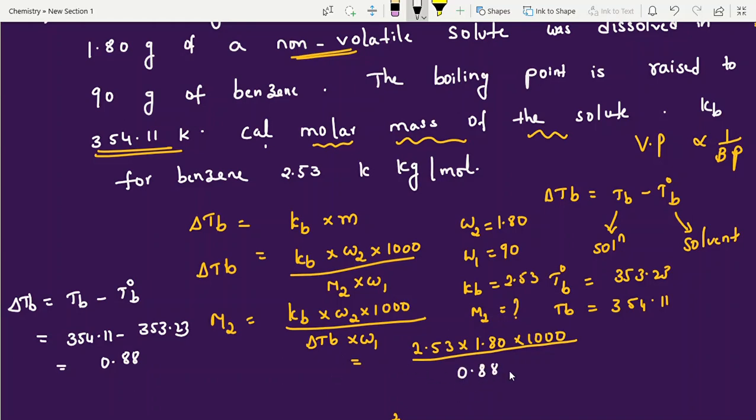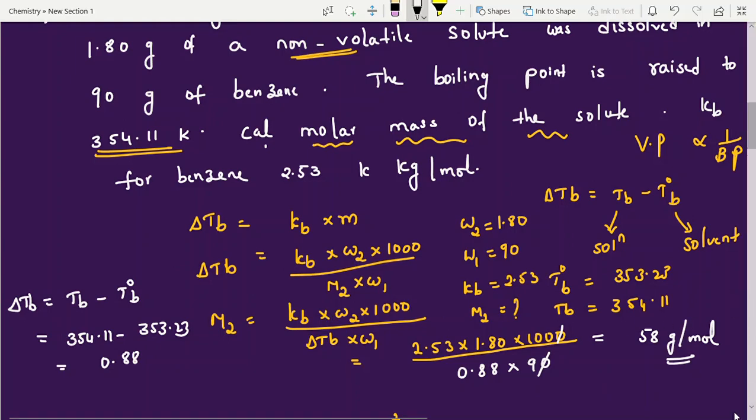0.88, W1, how much? 90. So simple calculation, terms we can cancel and simplify. So finally we will get the answer here, 58 gram per mole. That's it. Okay. So see here, there is no need to apply logarithms, the calculations are also simple, they will give simple ones. So easily you can score marks here, students.